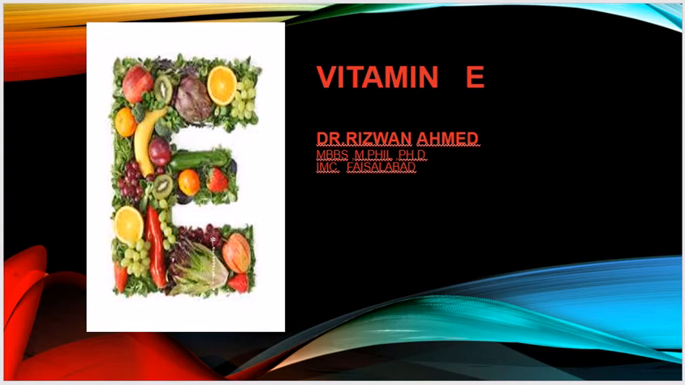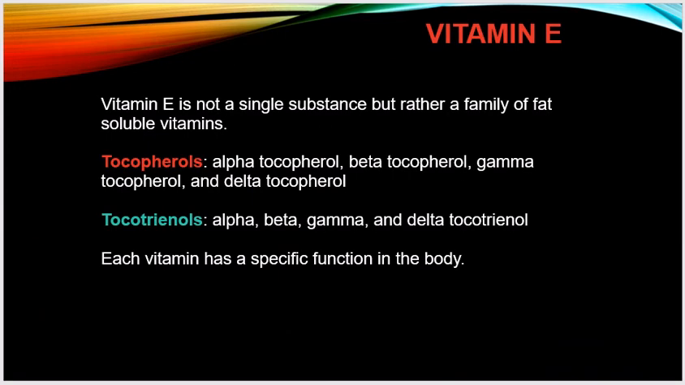Today we will continue with the next fat soluble vitamin, that is vitamin E. Vitamin E is the most potent natural antioxidant present in the body. It is not a single substance but rather a family of fat soluble vitamins. It includes the tocopherols. The name tocopherol is derived from the fact that the vitamin is concerned with normal childbirth.